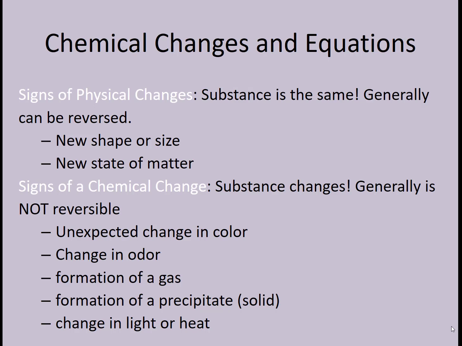So an unexpected change in color, maybe you take two clear solutions and you put them together and you get a purple solution. That would be unexpected. There might be an odor that is released or a gas that's released. You might see a solid form, which is called a precipitate, and your test tube or your reaction container might heat up a little bit. So that is a sign of a chemical change.